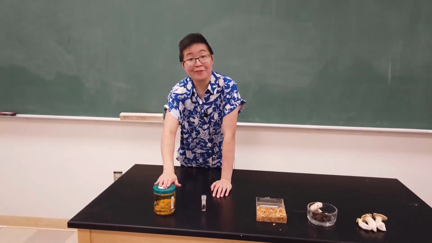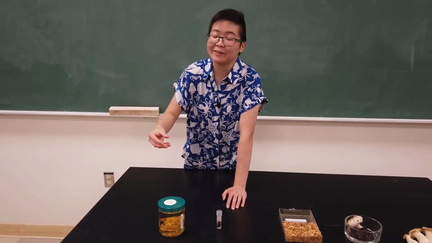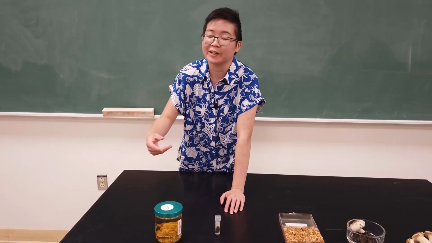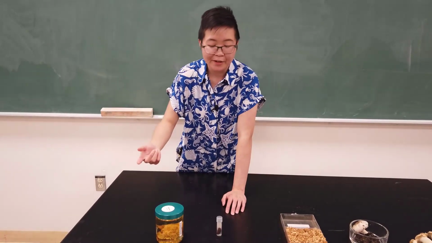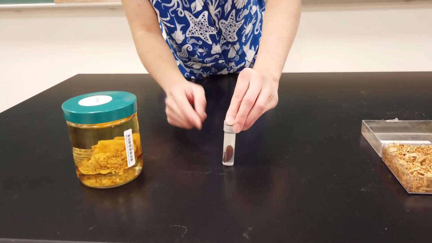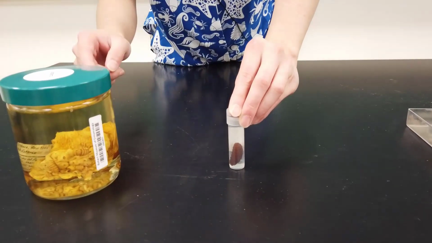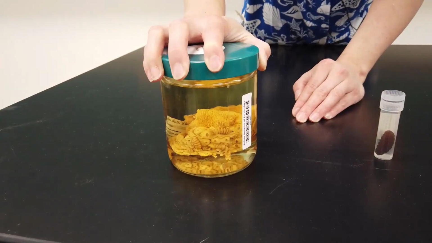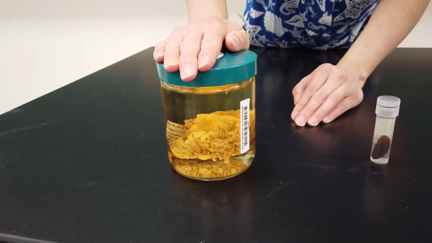These are botfly larvae. So botflies are a type of fly, and their maggots will burrow into the flesh of things and basically live there until they're big enough. Then they drop to the ground, pupate, and become another adult botfly. So this is the botfly maggot of a type of botfly that lives in rabbits. And this jar here is a whole lot of botflies that occurs in horses. These are attached to some stomach lining.